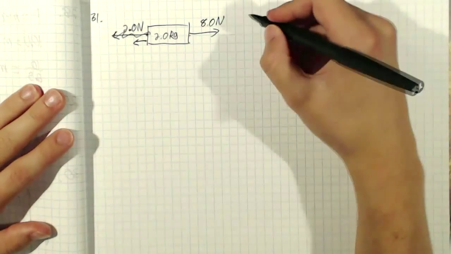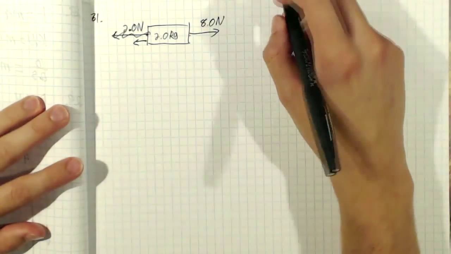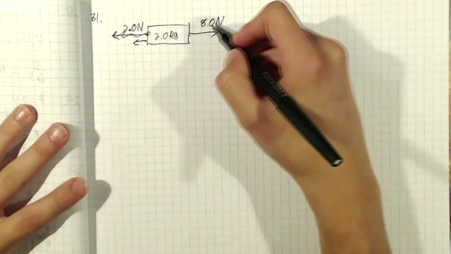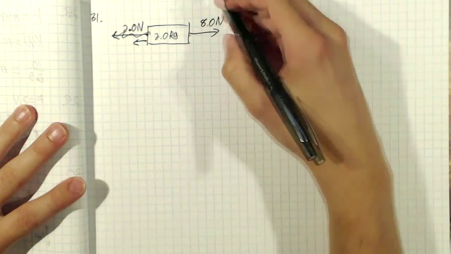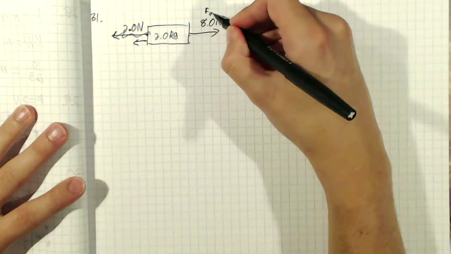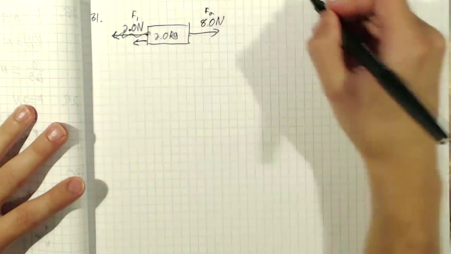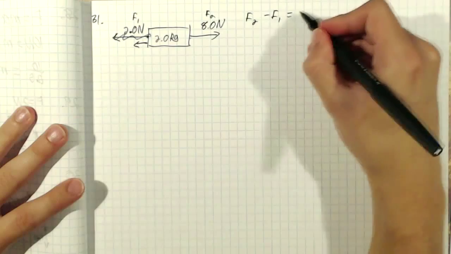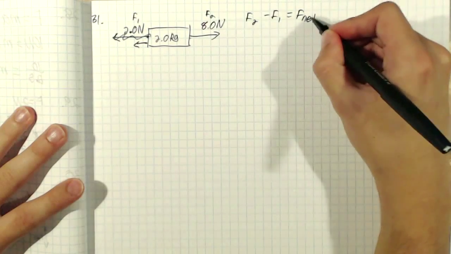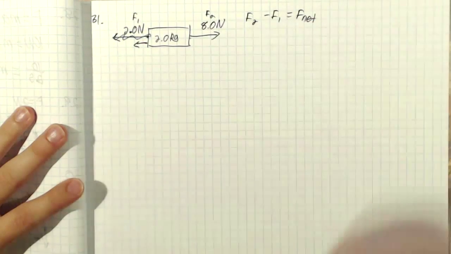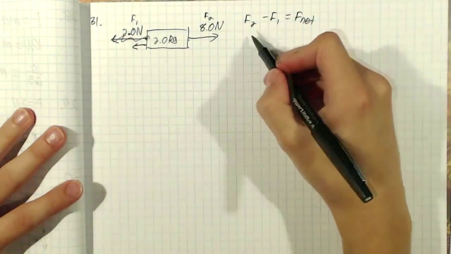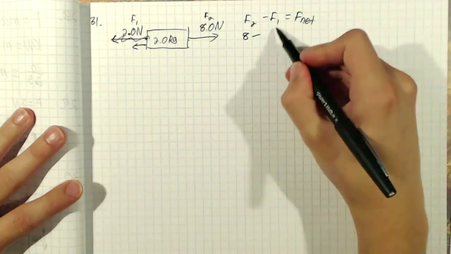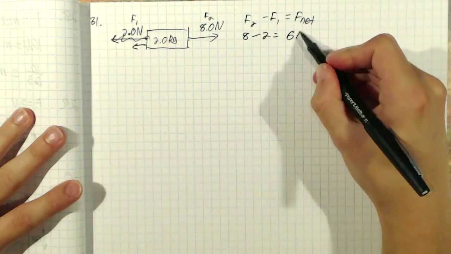Okay, so to find the acceleration, you need to find the net force. To find our net force, we're just going to take this force, which they call F2, and subtract this force, so F2 minus F1 equals our net force. Because remember, the net force is just the sum of all the forces acting on the object. So F2 is 8 minus F1 is 2 equals 6 newtons.